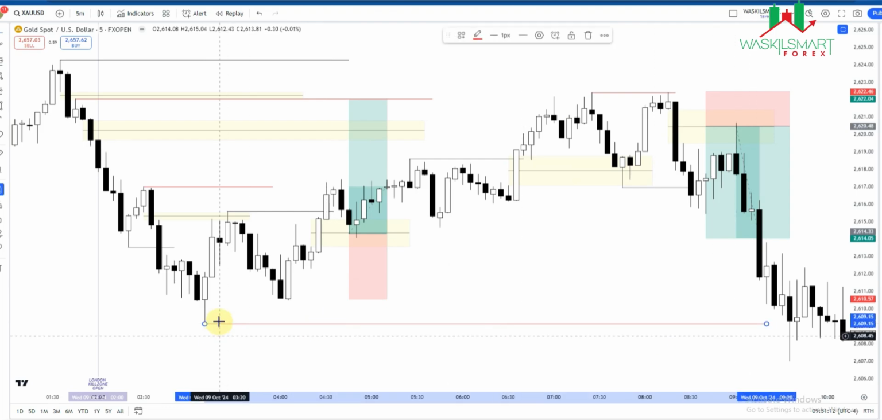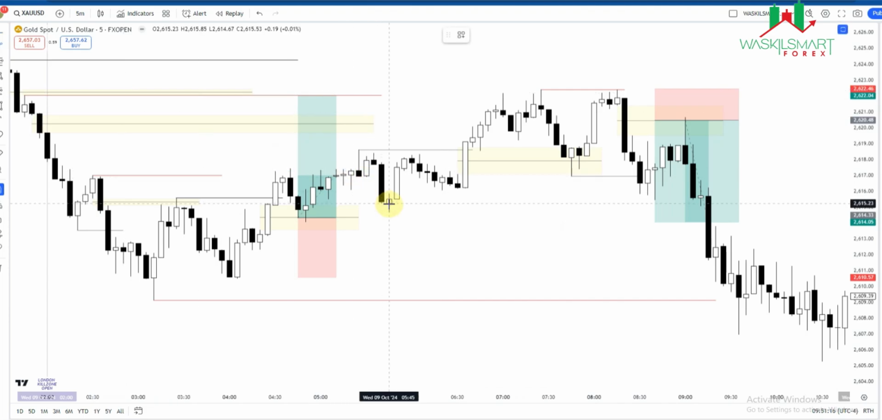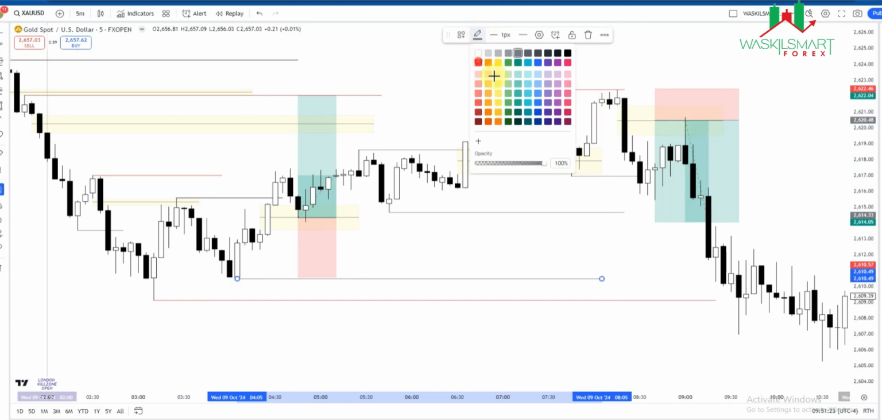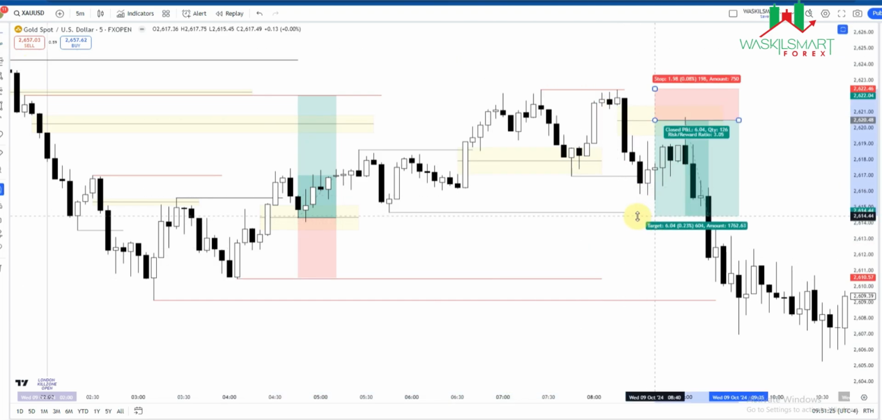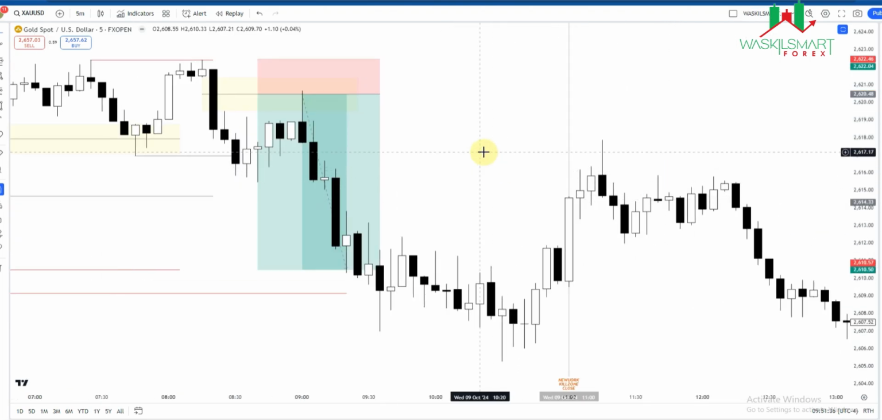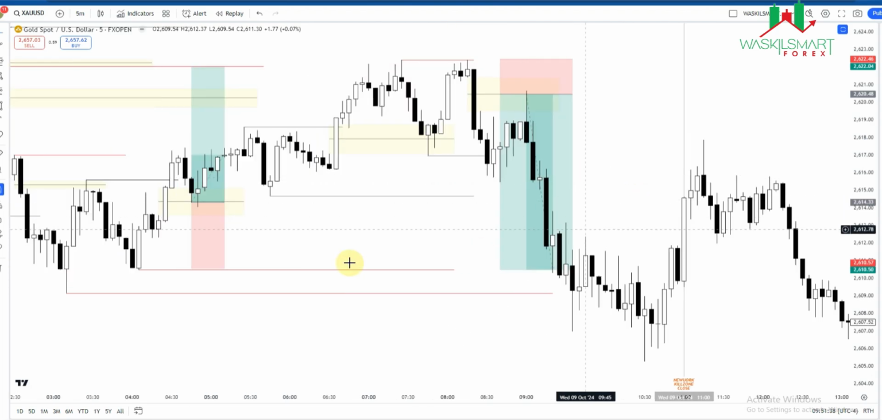We have the external here. This is the external liquidity. We have an internal here. This is an internal, and this also is an internal. Then either you put your take profit here, or you put your take profit here. Those are the internal structures, the internal liquidity that you are supposed to be looking out for. That is how everything is being traded. Two trades in one day.